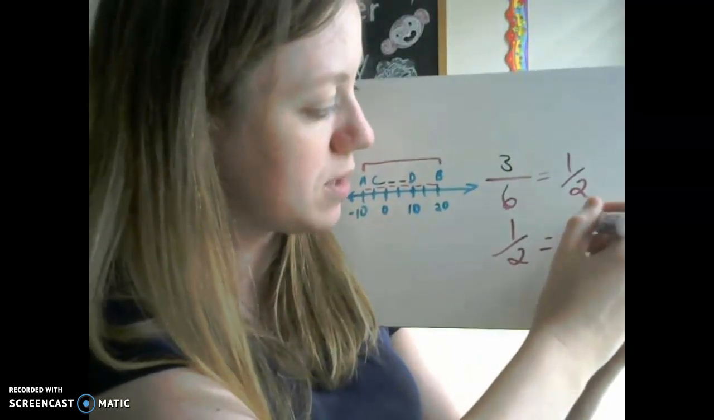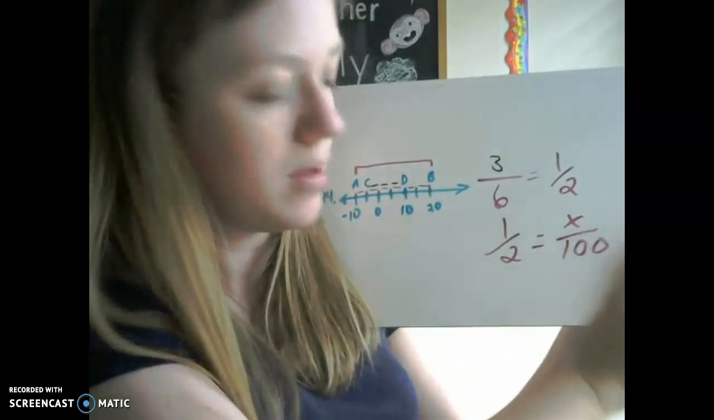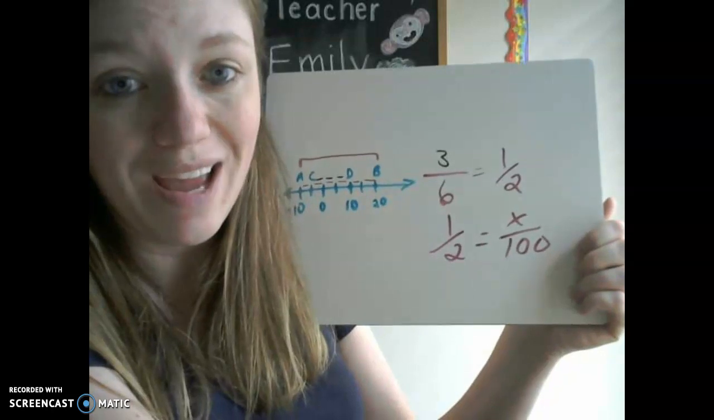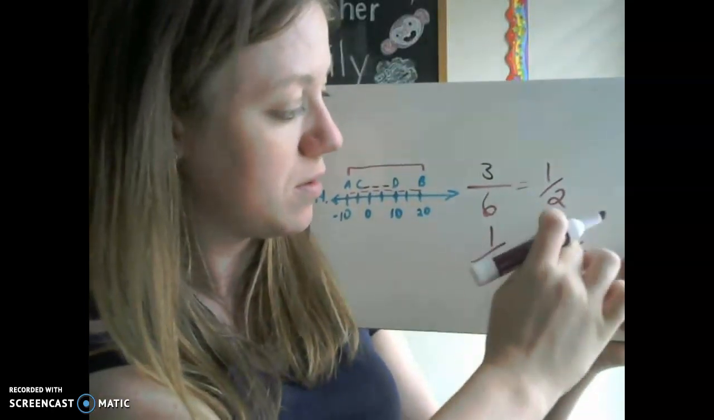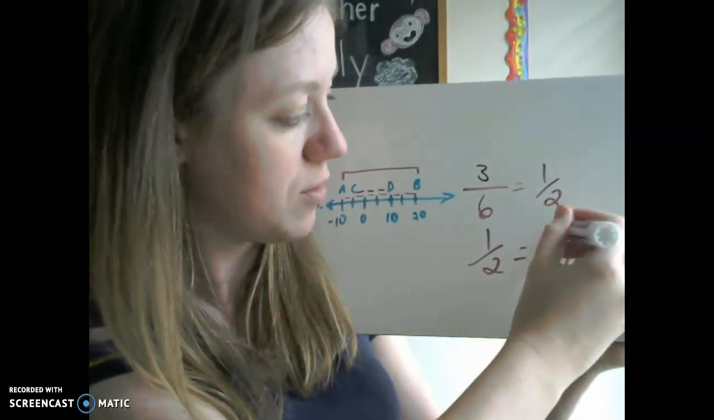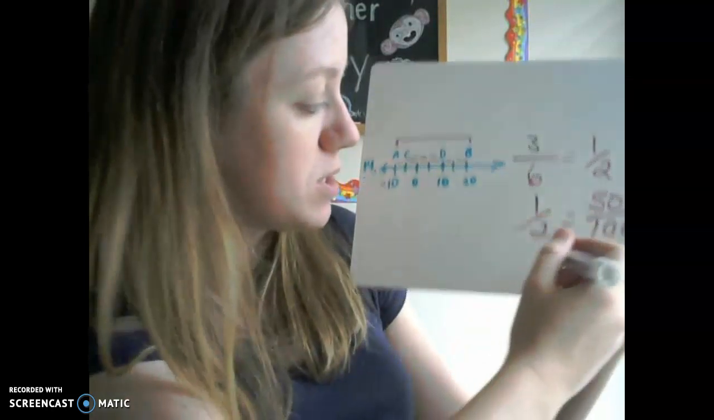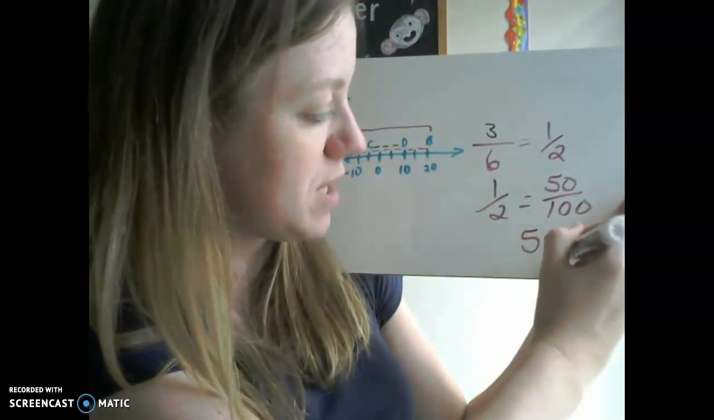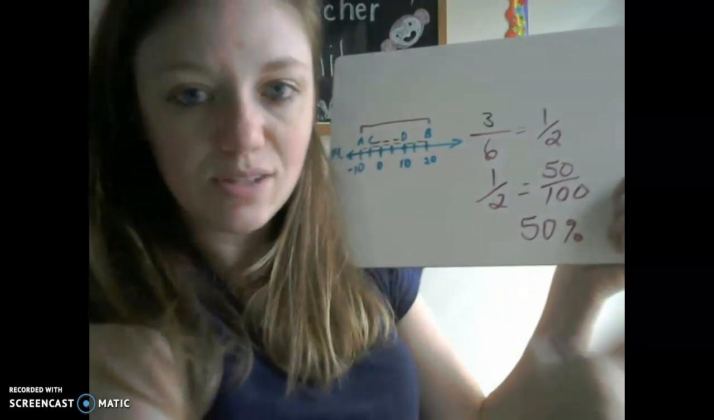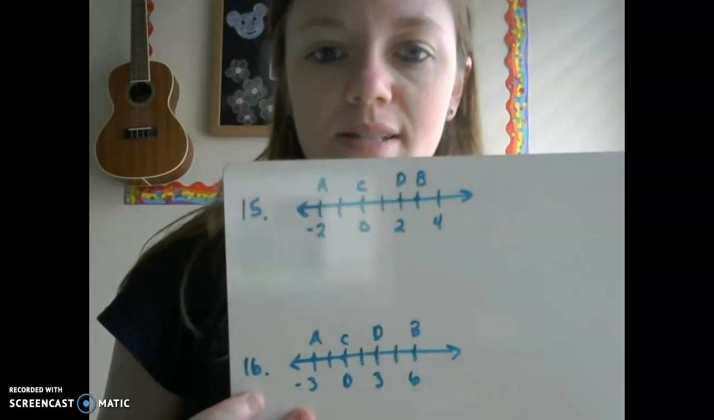1/2 equals how many out of 100? You can probably just do that in your head. 1/2 of 100 is 50. 1/2 equals 50/100. So the percent chance is 50%. That's the answer. So now we're going to do number 15, which looks like this.